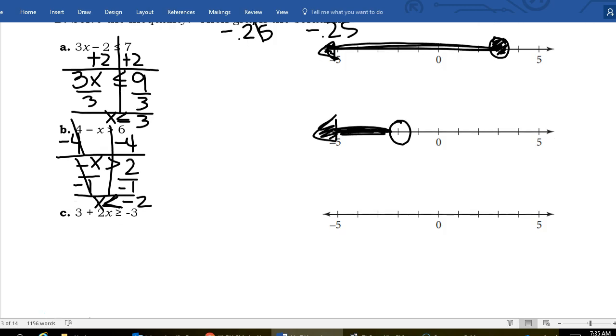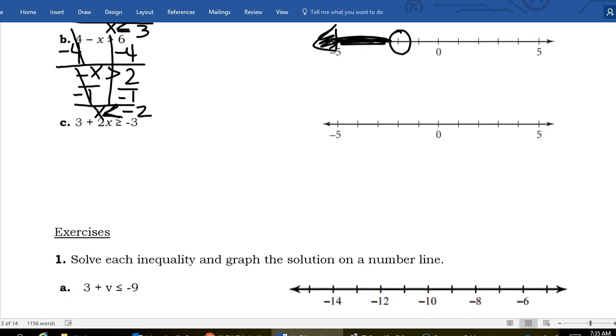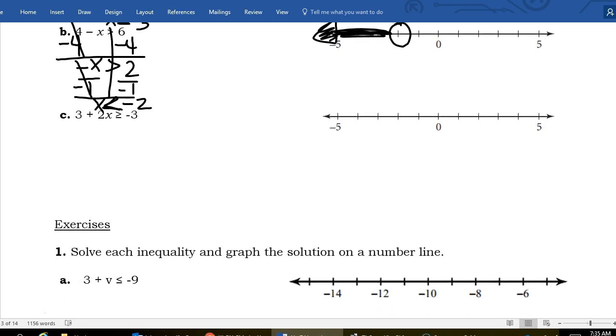And letter C, we have 3 plus 2x is greater than or equal to 3. First step, get rid of that constant. Take away 3 from both sides. We have a positive 3 to cross off, so we do a minus 3. 2x is still 2x. Greater than or equal to is still greater than or equal to. And 3 minus 3 gives me 0.